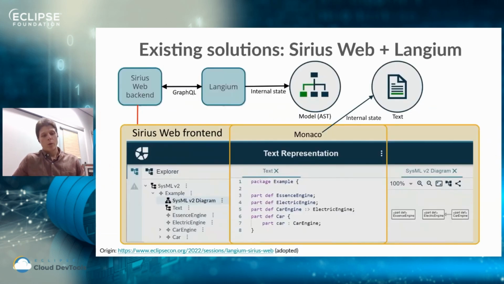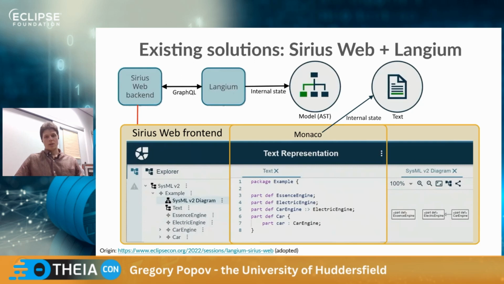Lastly, in 2022, there was presented an interesting idea of combining Zero's web platform with Langium. This is really much closer to what I'm doing now, because it uses the Langium AST, abstract syntax tree, as a source for a model sharing with Zero's backend, which in turn visualizes it in Explorer view or diagram view or whatever else.